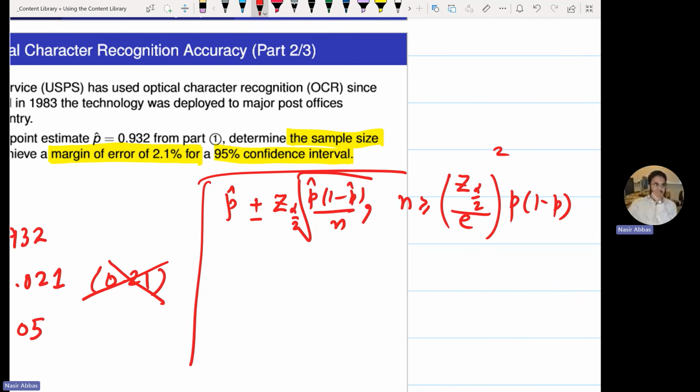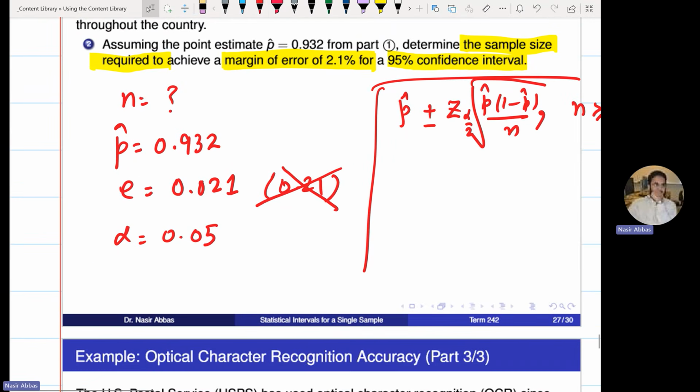They gave you all of that. They gave you an estimate of P to be 0.932. They gave you the margin of error to be 0.021. They gave you Z alpha by 2 indirectly through alpha. They gave you alpha to be 5%. You can find Z alpha by 2 from there. So go ahead and find that your Z alpha by 2, what is Z alpha by 2 for 5%? 1.96, plug it into the formula.